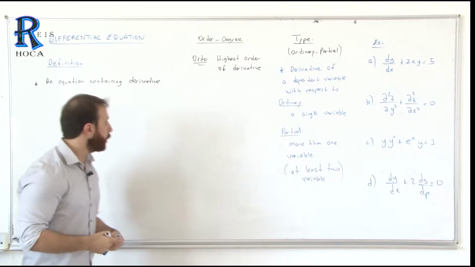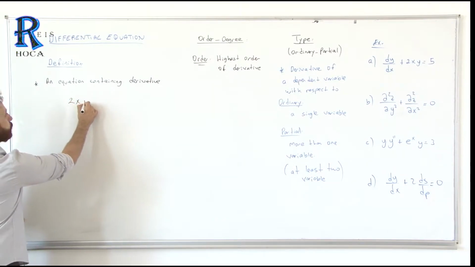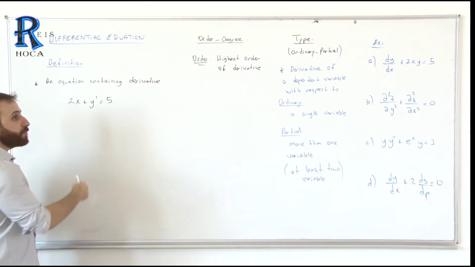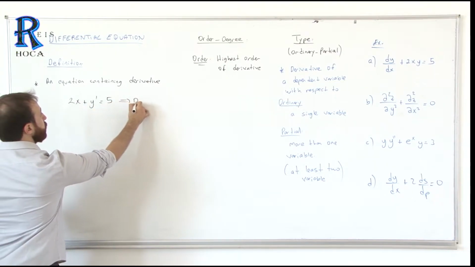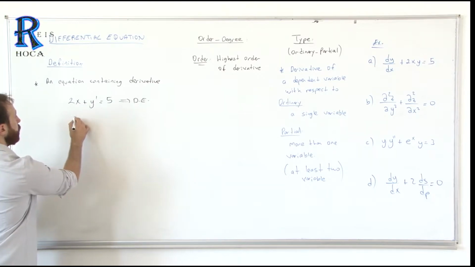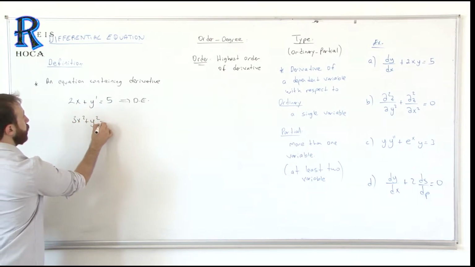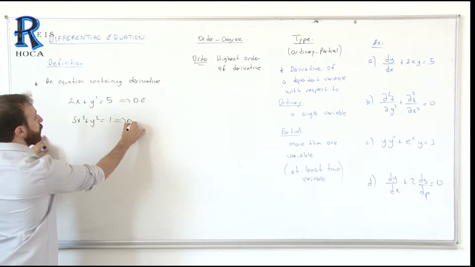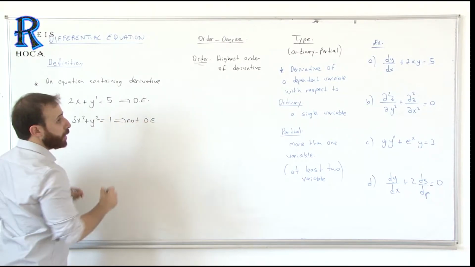For example, 2x plus y prime equals 5. Are there any derivatives here? Yes, we have a derivative. That's why this is a differential equation. But 3x squared plus y squared equals 1. Is there any derivative here? No, there is no derivative. That's why this is not a differential equation.